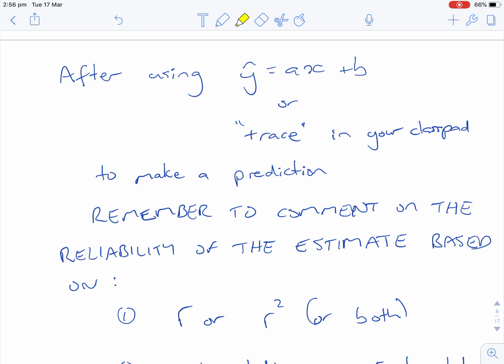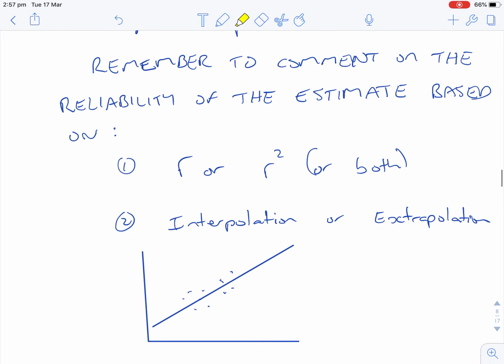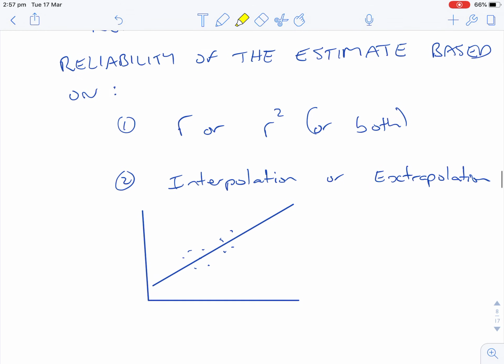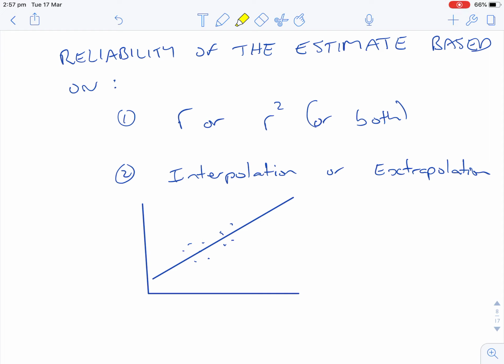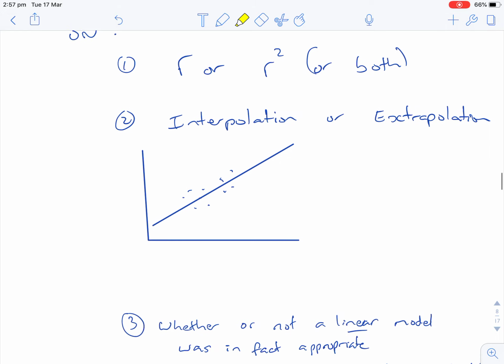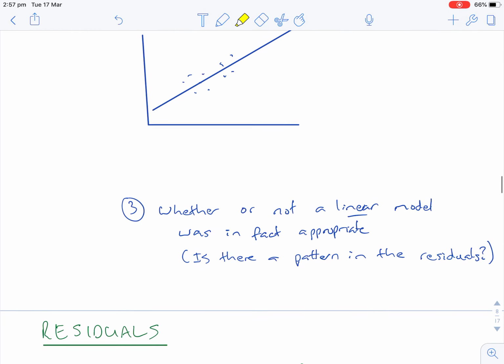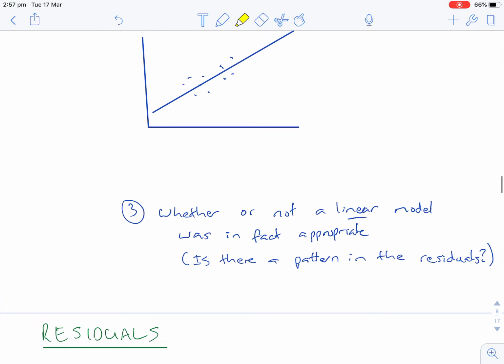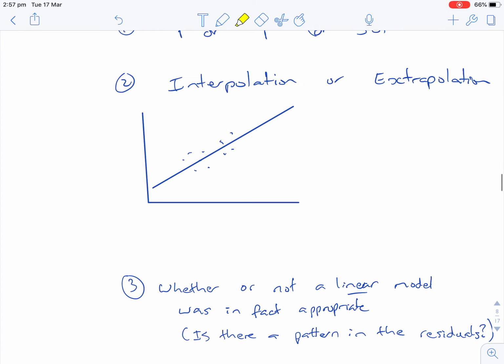After using your equation or the trace button in your ClassPad to make a prediction, you must always remember to comment on the reliability of your estimate. And that's going to be based on your R or your R squared, so you're looking to have a high R value or a high R squared value. You must also comment on whether you have got an interpolation or an extrapolation. And finally, you must comment on whether or not you've got a linear equation. And that comes from, is there a pattern in your residuals?